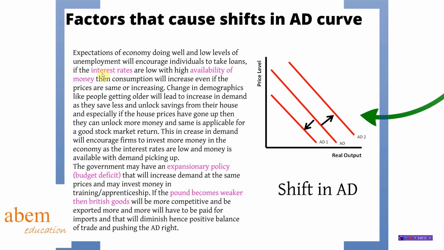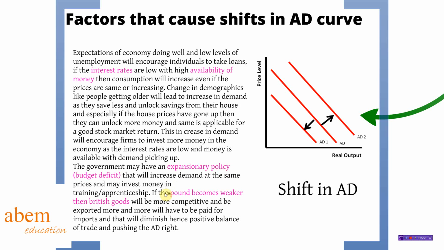It's not only about the cheap availability of loans. We know that the Bank of England has kept the interest rate at 0.5%. Therefore, the consumption should increase, but there is no money available in the economy as the banks are not lending, hence the AD has fallen down. Changes in demographics also make a difference, because people getting older will lead to an increase in demand. They will save less, unlock savings from their houses especially, and consume more. And the government policy: if the government is following an expansionary policy, that is a budget deficit, where the government is spending more money than it's collecting in revenues, it will increase the AD or move it right.